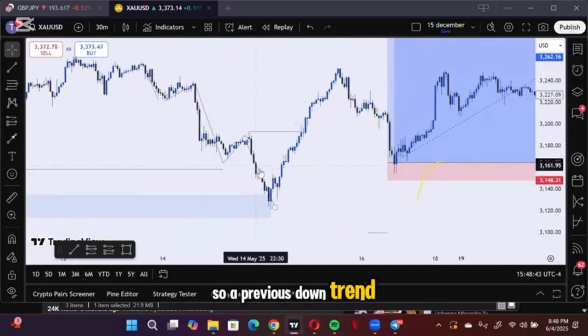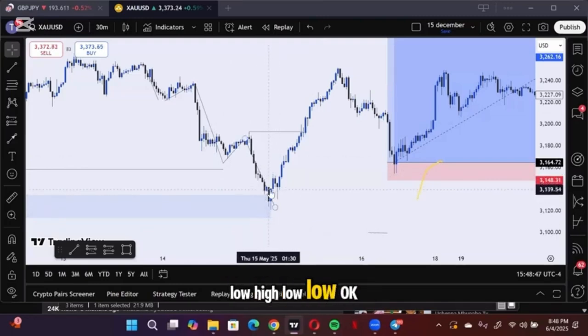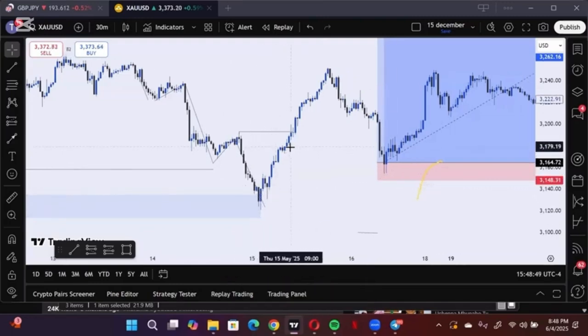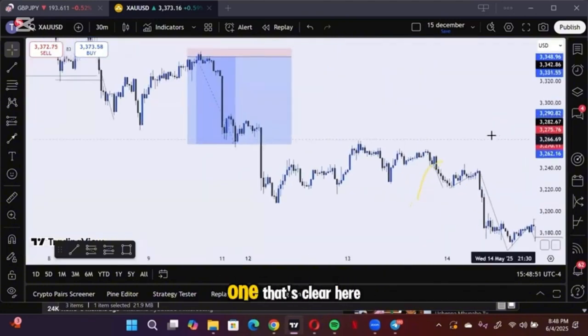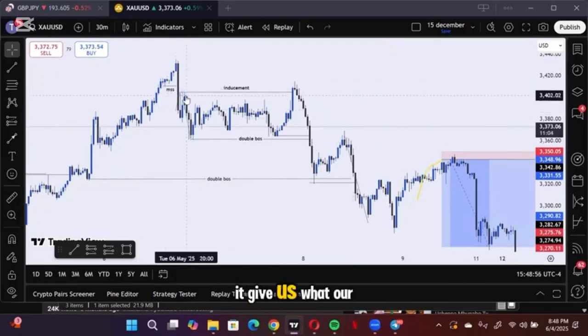So a previous downtrend, then price took out, wait, lower high, lower low. Okay, it's not really clear here, but let me use the one that's clear here. So after market gave us an MSS, it gave us what? Our pullback, which is our inducement before it continues pushing back down. So that is what your inducement is.